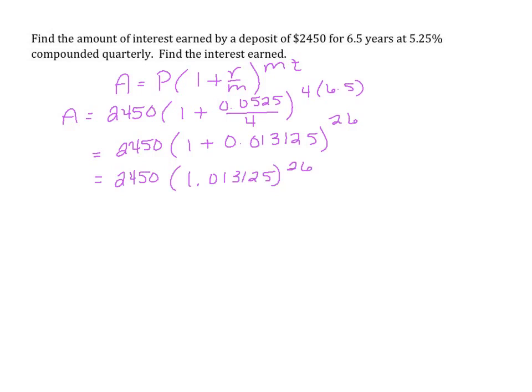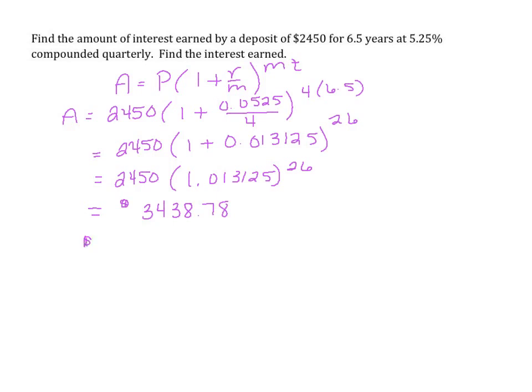So what I'd like you to do with your calculator is take that 1.013125, take it to the 26th power, and then finally multiply that by 2,450. And you'll see that at the end of that 6.5 years, we will have $3,438.78 in our account. But we want to know how much of that is interest.